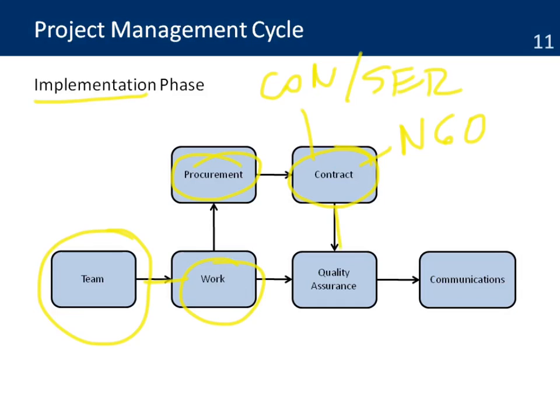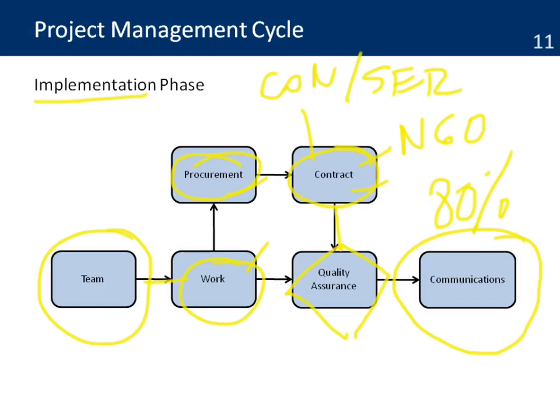And then the project manager is going to be looking at quality assurance, making sure that all of this work that is being done during the implementation phase follows the requirements and the specifications, so that they are able to produce the quality that is required by the project. And this is the major role and responsibility of the project manager. It is said that 80% of the time of a project manager is spent in communications.